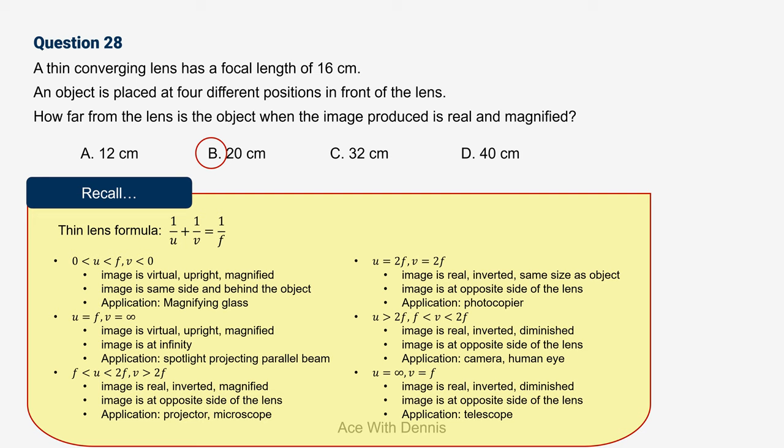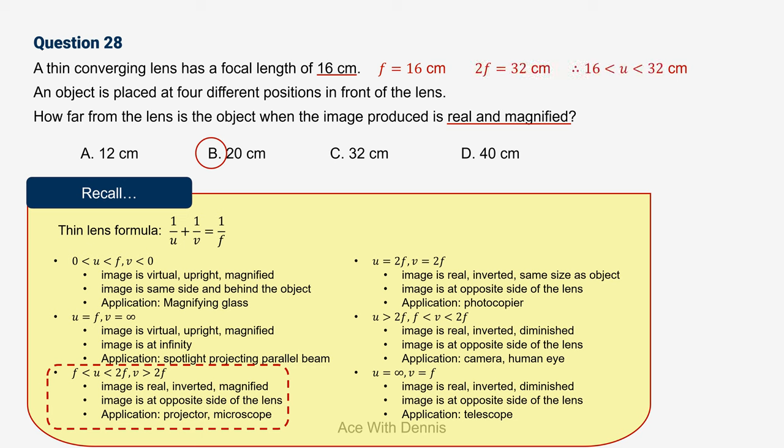Now let's go back to this question. The question states that the image produced is real and magnified. Therefore, it is the third case, where u is between f and 2f. For this case, f is 16 cm, so 2f will be 32 cm. Therefore, u must be between 16 and 32 cm, hence the answer is B, 20 cm. The rest of the values are not in this range.